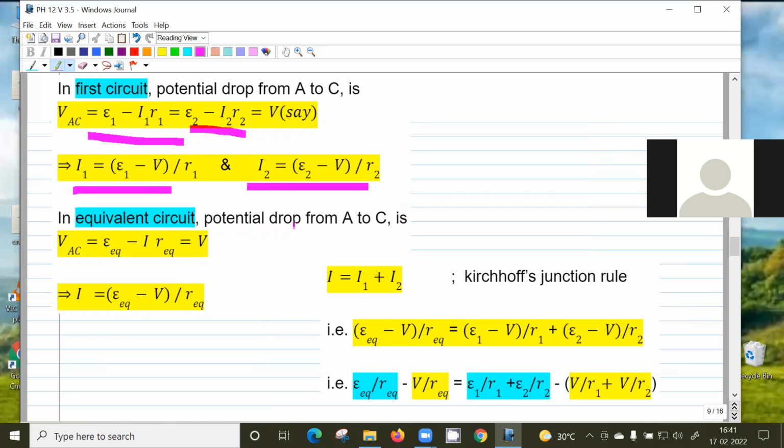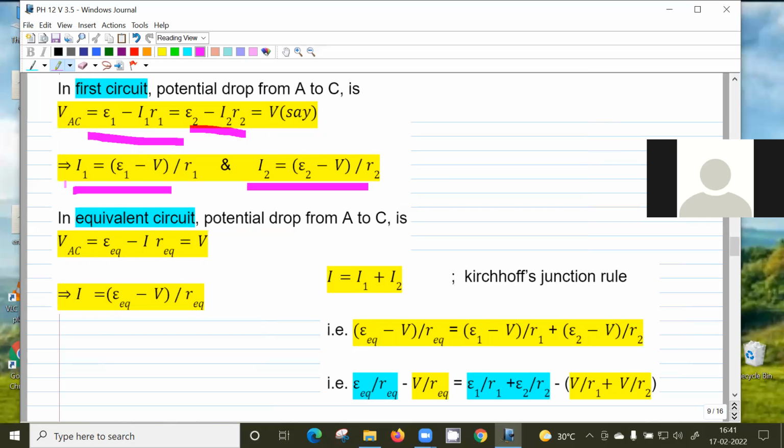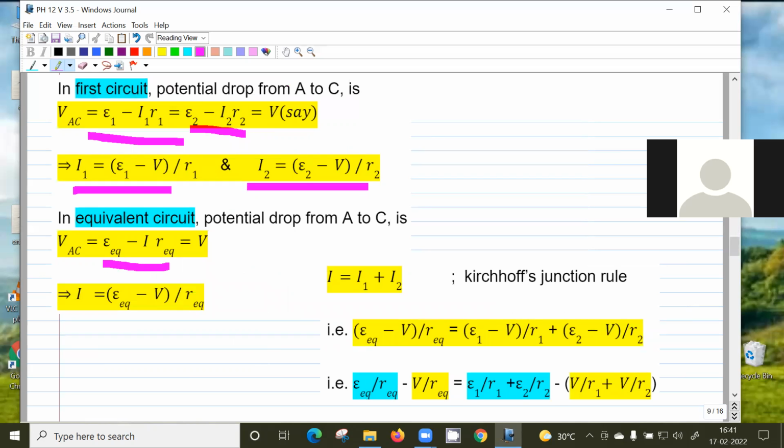Okay, and here I1 plus I2 will combine to give I. So across these terminals, the current is I. So I have to get the expression for I. And in this equivalent circuit, the drop from A to C is E equivalent minus I into R equivalent. So from this I get I as E equivalent minus. Is this clear? And this is the relation, right? So if I put these expressions in, I get this one.